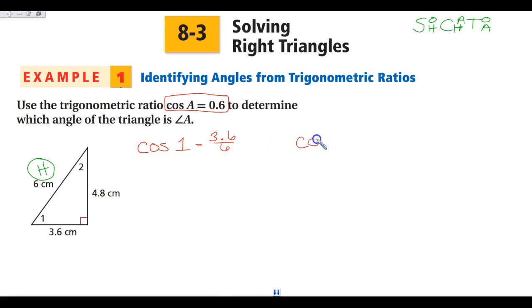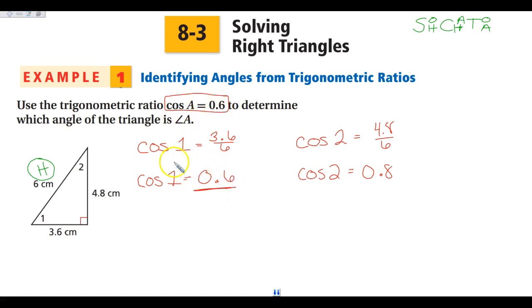Then I'm going to set up the other ratio for the cosine of angle 2. The side that is adjacent to angle 2 is 4.8, so I'm going to do 4.8 over 6. Then in our calculators, we are going to put 3.6 divided by 6, which is going to give us 0.6, and 4.8 divided by 6, which is going to give us 0.8. Now I want to see which angle has the cosine ratio of 0.6.